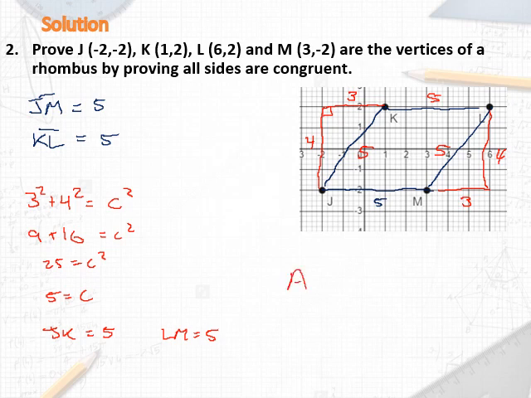And I usually would like to see you guys put a little summary at the end. So all sides are congruent. And if you're not familiar with it, little triangle of dots means therefore. Therefore, JKLM is a rhombus.